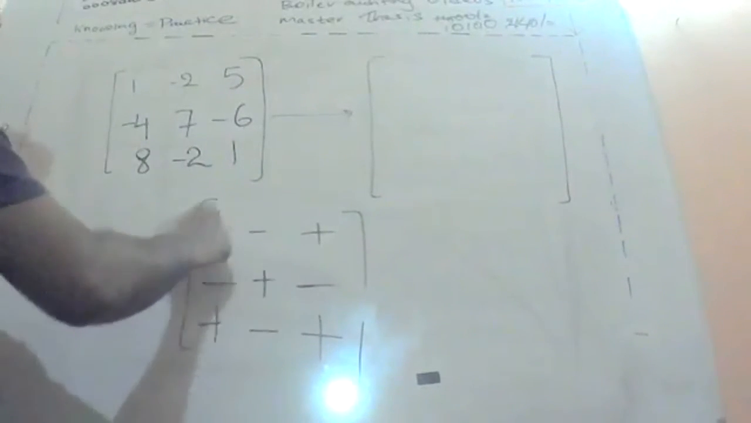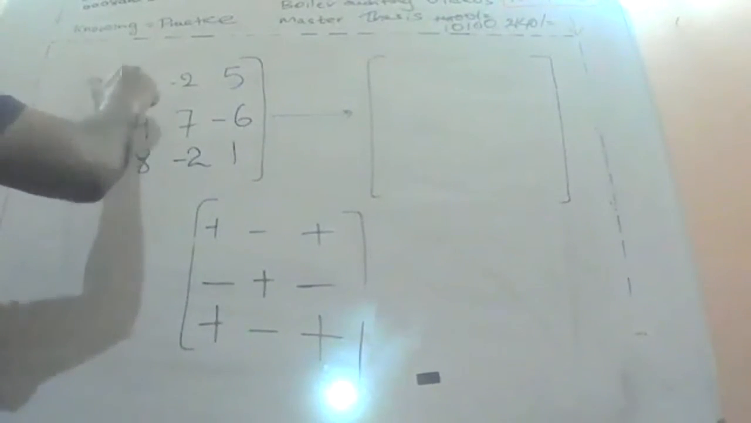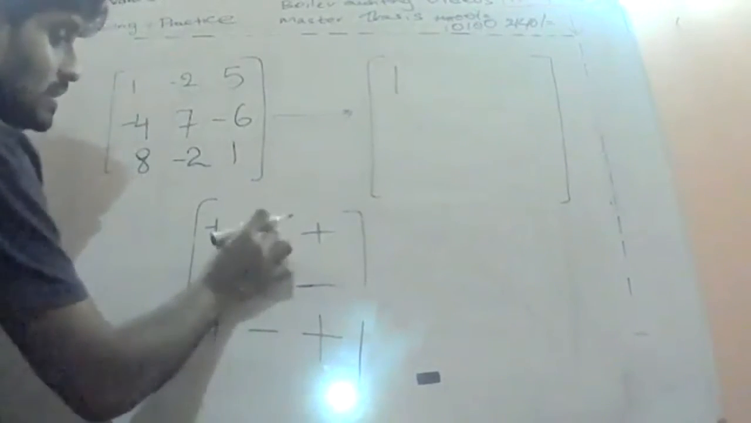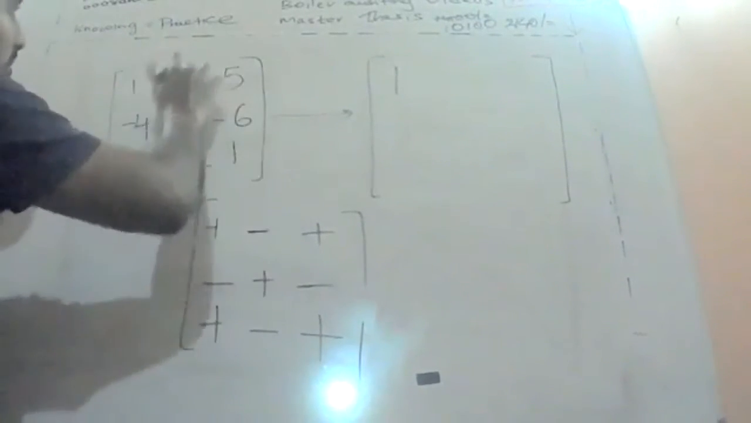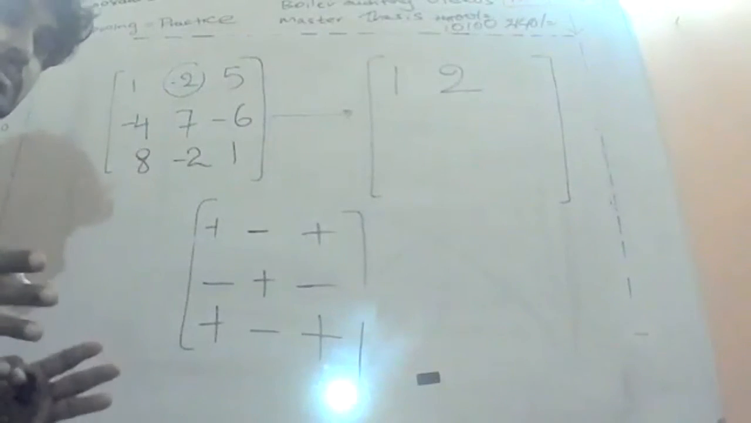Now let's see what would be the new matrix after doing that coefficient changing. Positive, negative, positive. That means this positive coefficient must be multiplied by the coefficient of this element. This is 1, positive, and positive into positive is positive, so the element would be 1. Clear? Now consider this one. Here the coefficient is negative, and this element is negative 2. Negative into negative is positive, so positive 2. That is how it comes, right?